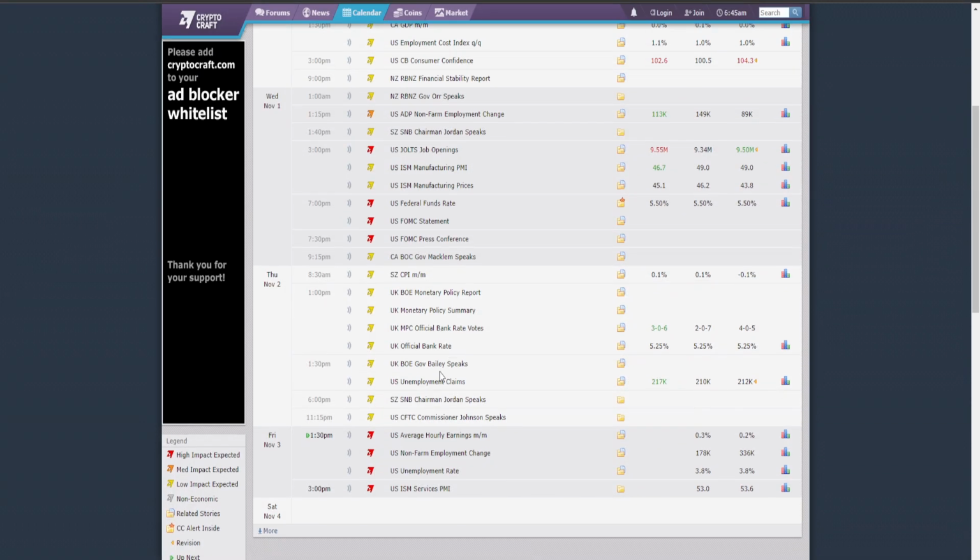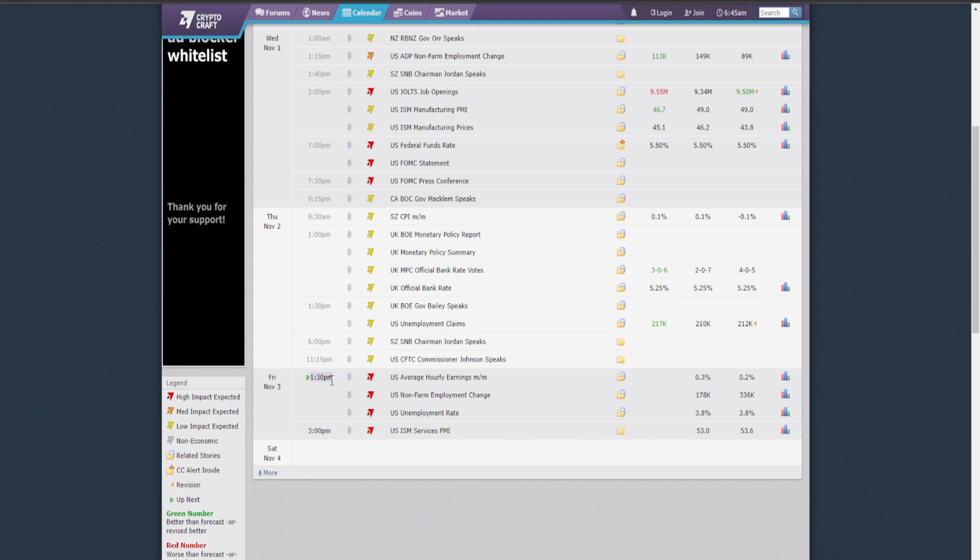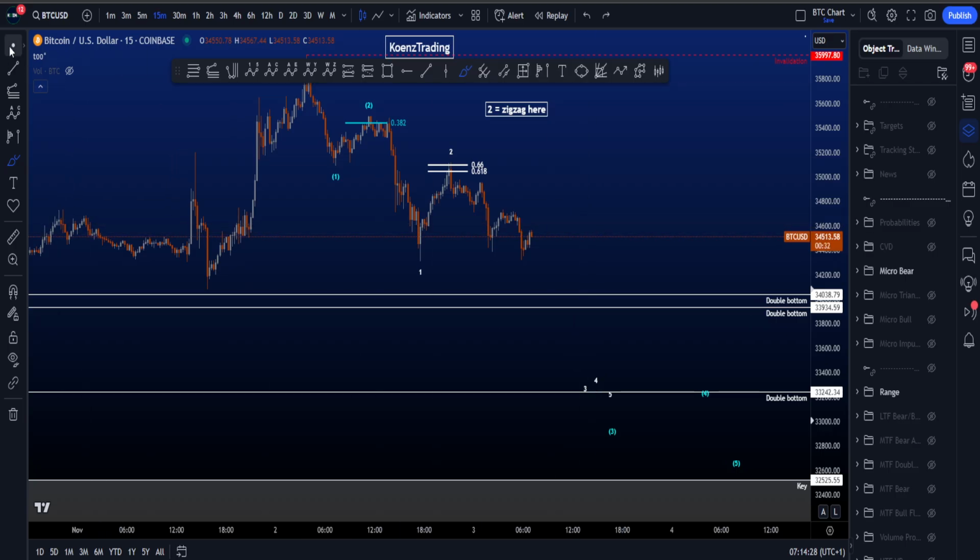And if we look at the news, then we do have news today, 1:30 p.m. Central European time and also 3 p.m. Central European time. We have news, so that can increase the volatility of today, so make sure that you trade safe around these hours.